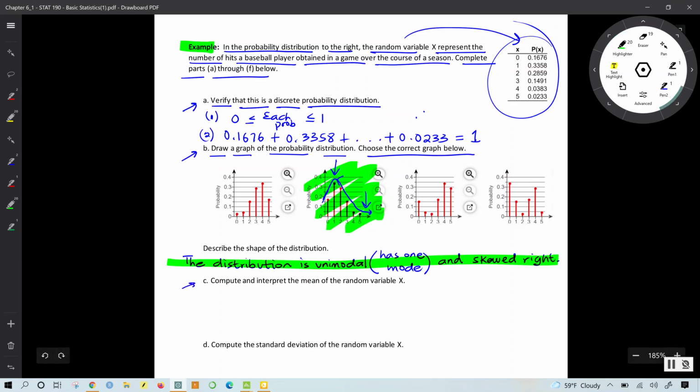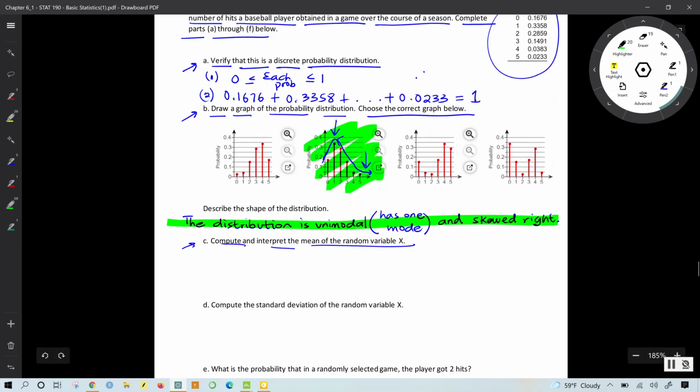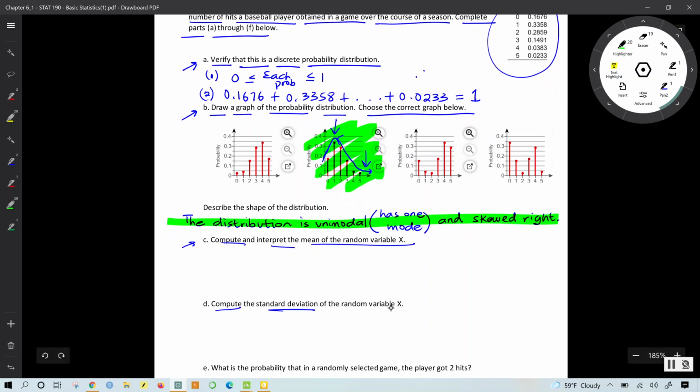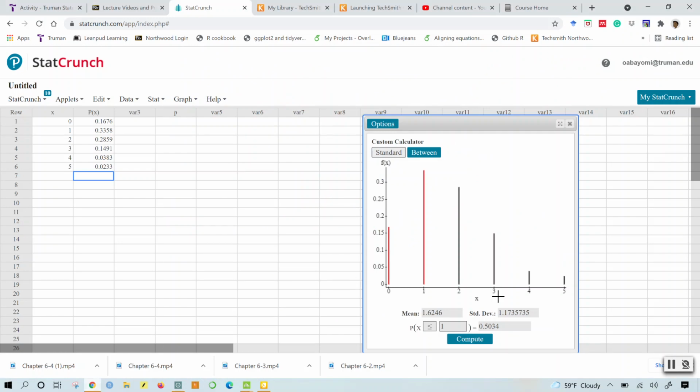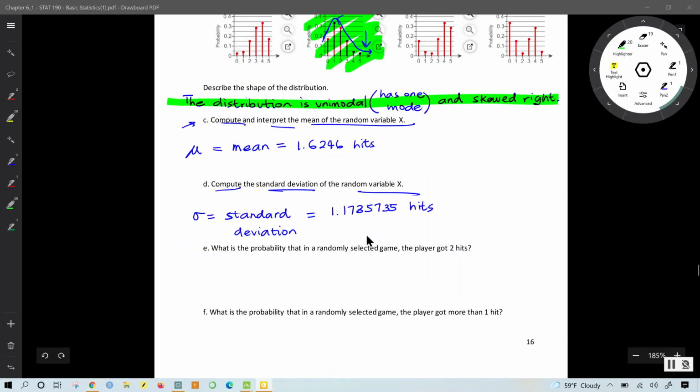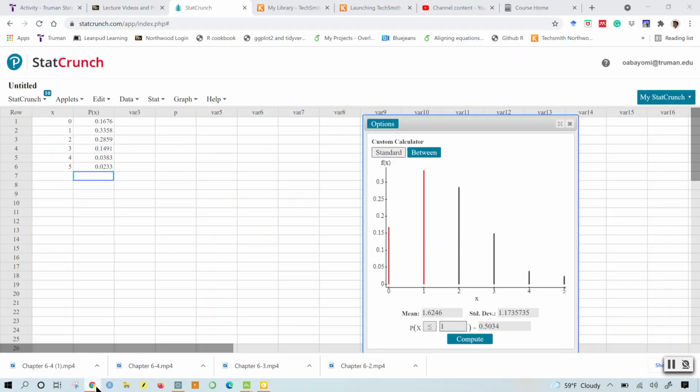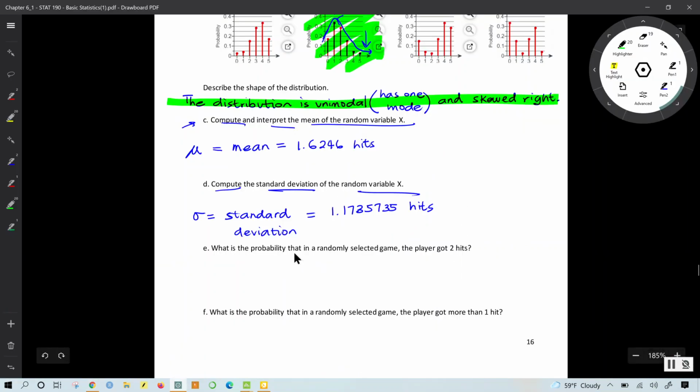Then next, we would like to compute and interpret the mean and the standard deviation of the random variable. The good news is when we're using StatCrunch, that is already computed for us automatically. So you have the mean here, 1.6246, and the standard deviation. So let's take that back to our working board. Here on the screen, you can see the mean and the standard deviation lifted from the computation earlier for the graph of the discrete probability distribution. So with that said, we proceed to the next question.